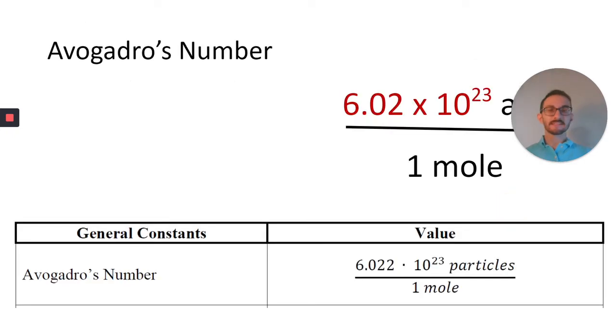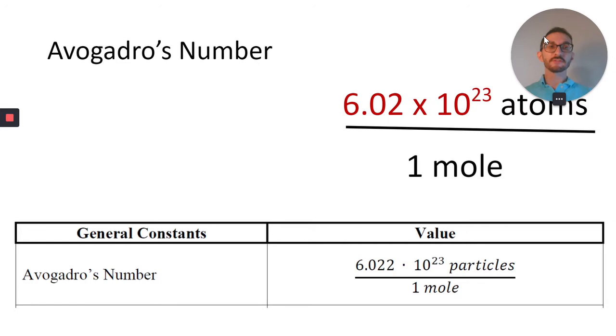And this number is considered to be so important that it is the first piece of information in your chemistry reference tables. On the very first page, under general constants, Avogadro's number is provided to you as 6.022 times 10 to the 23rd particles for every 1 mole.